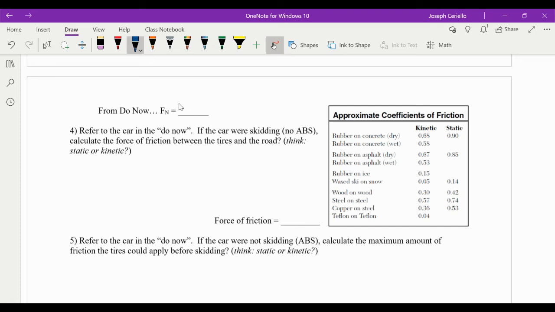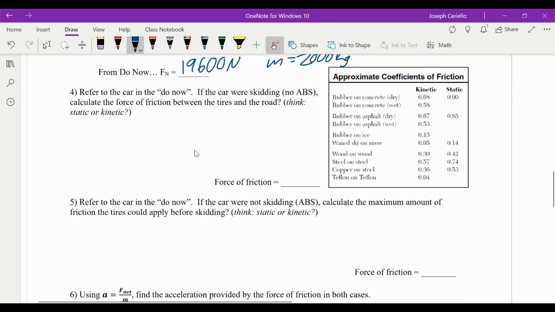So from the do now, we have the normal force is equal to 1900 newtons. Also, just so we have it on hand, the mass was 2,000 kilograms for that car. Not 200, but 2,000. So refer to the car in the do now. If the car were skidding, so no anti-lock brakes, calculate the force of friction between the tires and the road.